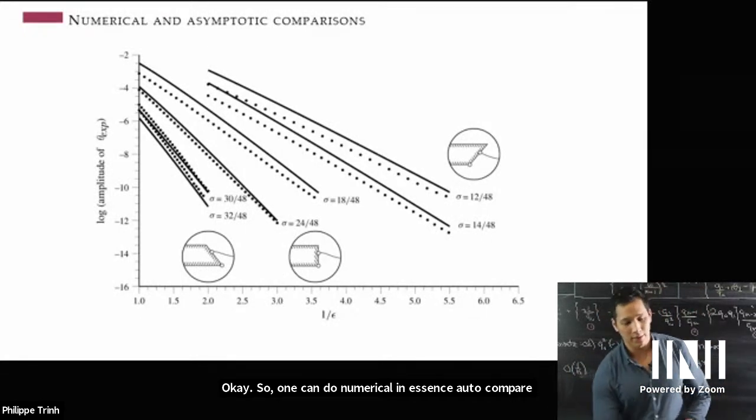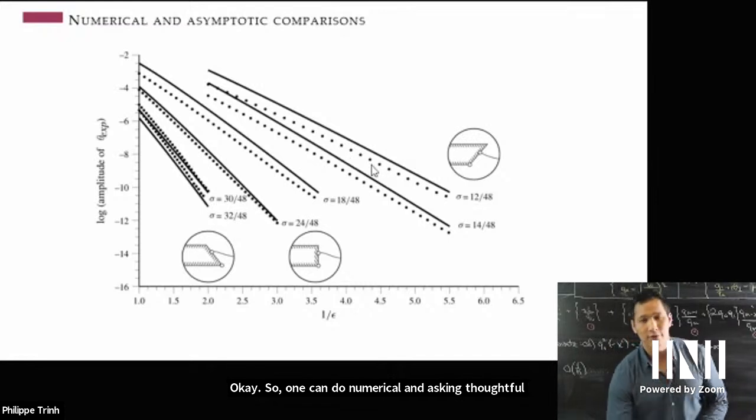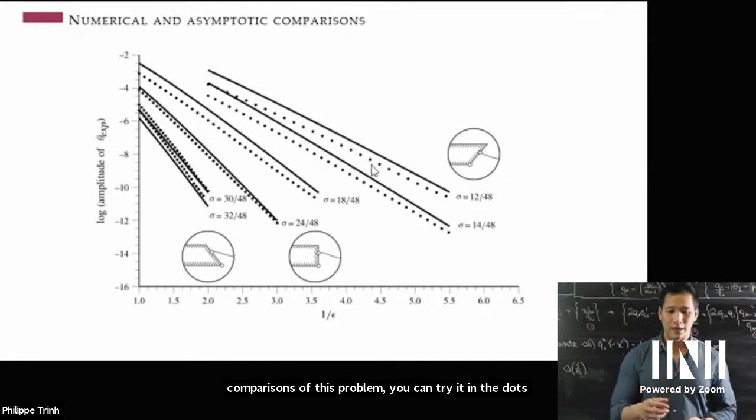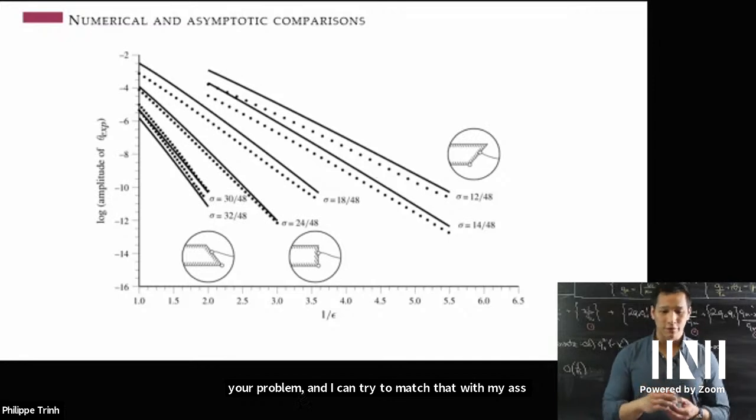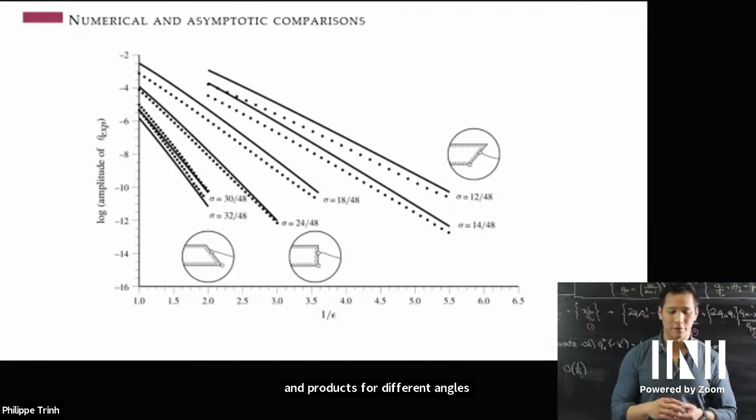You can try, the dots here give you the numerical solutions of the full nonlinear problem, and I can try to match that with my asymptotics for different angles of the stern. That's a nice little fun exercise for you.